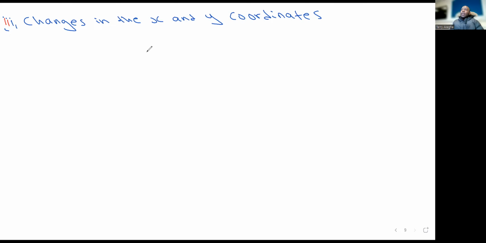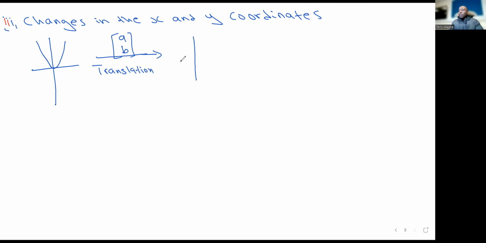If you have a particular function here, let's use the same one we have. Let's assume it undergoes a translation by positive A and positive B. After we have this graph, it means it's going to move to the right and up. So the new graph is going to be here. We talked about this earlier.